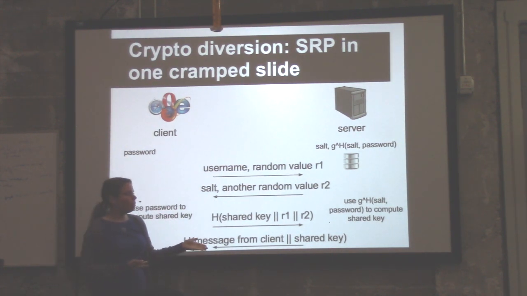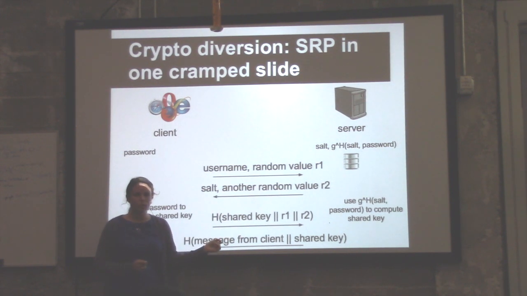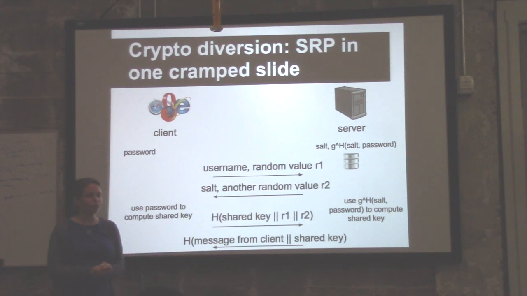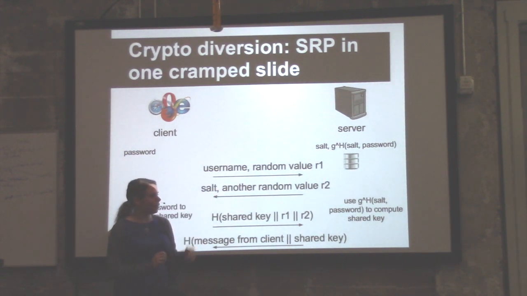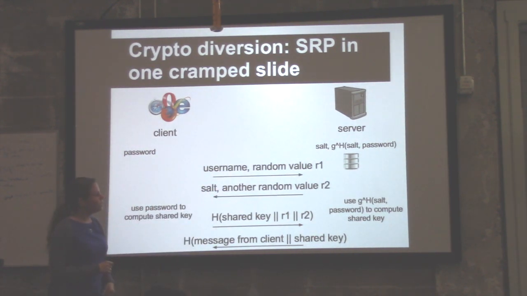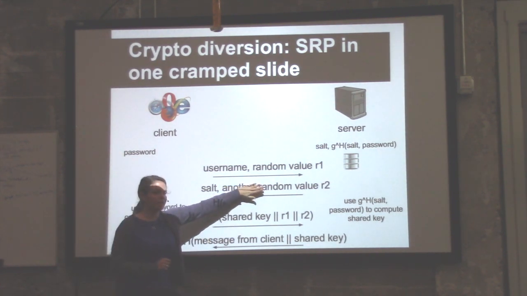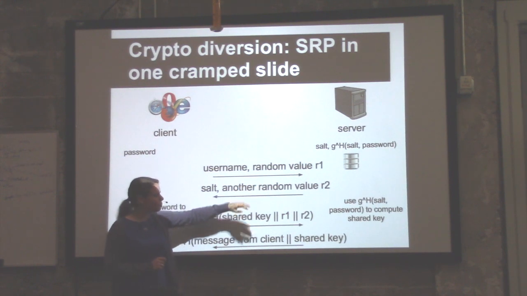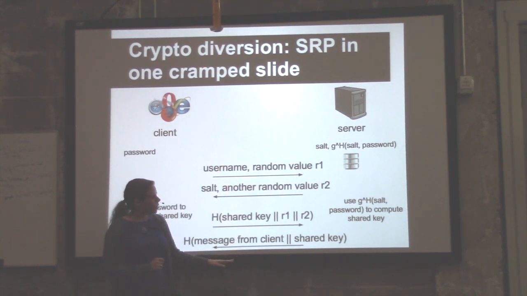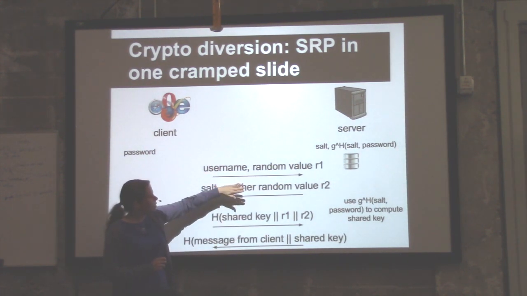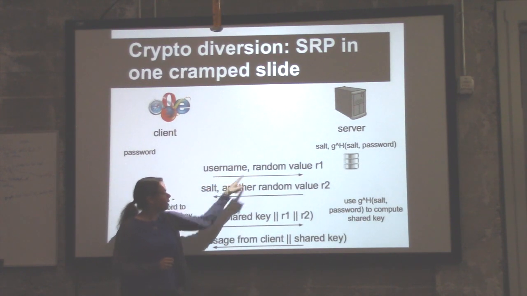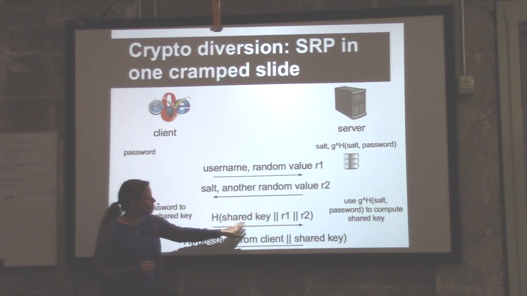It turns out the man in the middle also can't use these messages to authenticate later to the same server as this client. The reason for that is these random challenge values. You can see that if you imagine this protocol didn't contain this server random value. If I were a man in the middle then, I could listen on an exchange. I'd see a username, random challenge, salt, hash of a shared key.